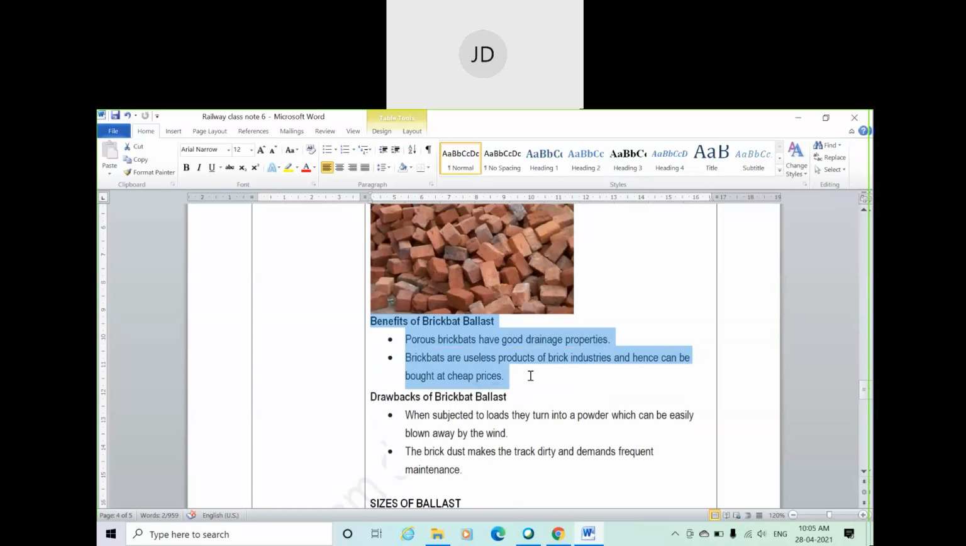Usually in domestic, residential or any building construction purpose, we go for first class brick. We usually avoid overburnt brick because they are not in proper shape or condition. So you can say overburnt brick is a kind of waste product of the brick industry. So it's good to use, and you will get it at a cheap price.